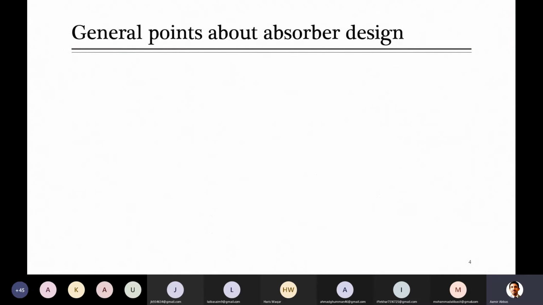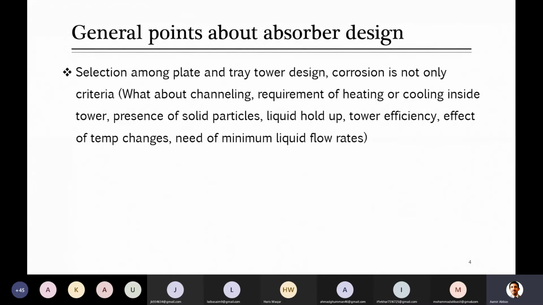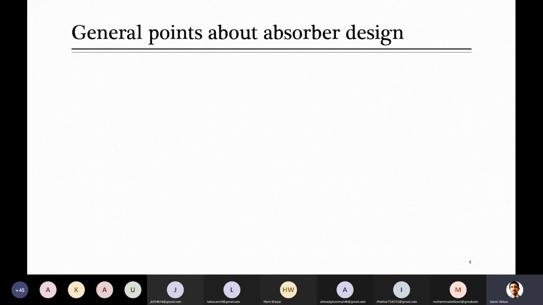Right. So the next point is also in continuation of that discussion from yesterday's presentation, that for example, okay, if I ask you, you have to design an absorber. So on which basis are you going to select either a packed tower or tray tower? Okay, as per your knowledge which you have up to now, can you tell me?